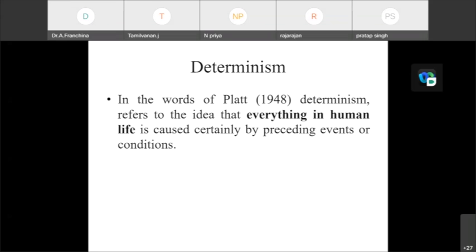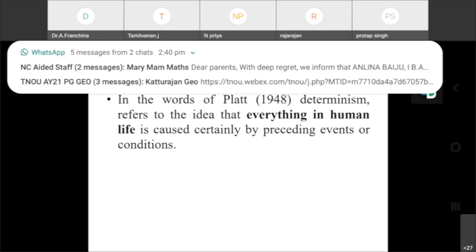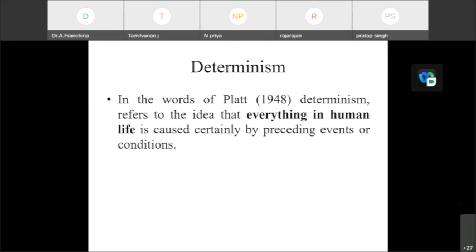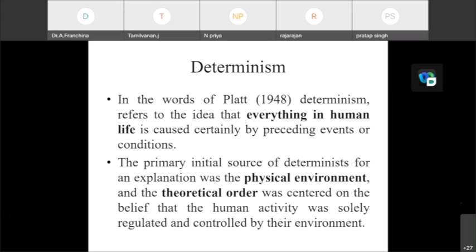So we are depending on the nature and environment, and we are depending on the resources. The primary initial source of determinist explanation was the physical environment. So I hope, as you are all MSc students, what is this physical environment? If I ask about the physical environment, definitely I will not get the answer, so I should change my question. What is physical geography, right? Under physical geography, what are the papers that you are studying?